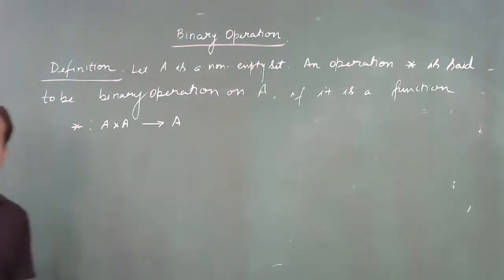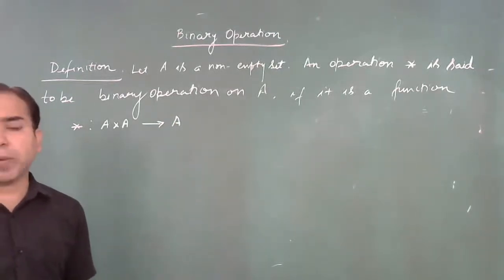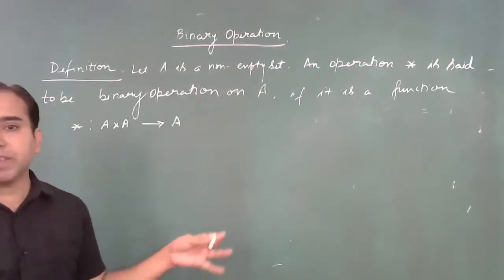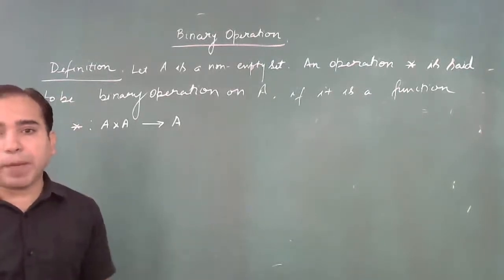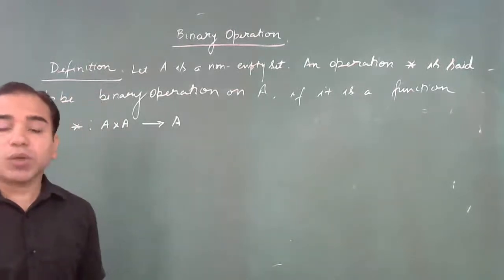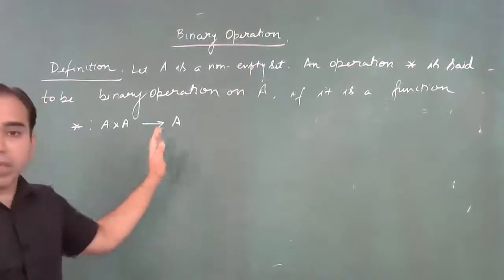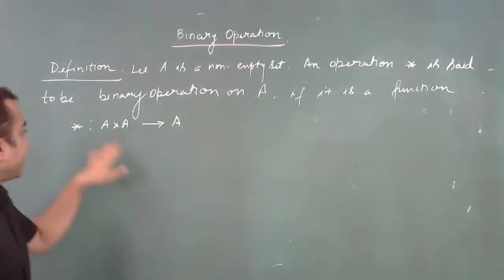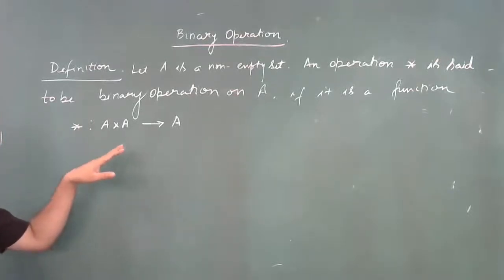So finally, what is a binary operation? A binary operation is a function actually. And function means all our previous definitions and concepts will be applied. So a binary operation is a function which works from A cross A and gives the final outcome in A. Right? We need to understand the meaning of this definition.